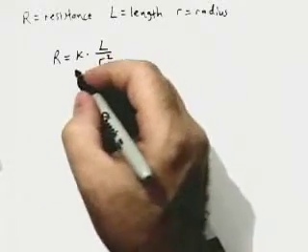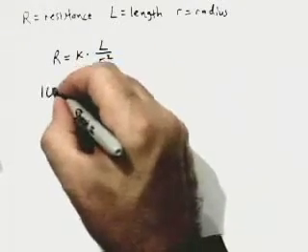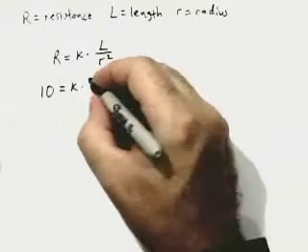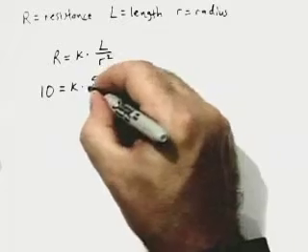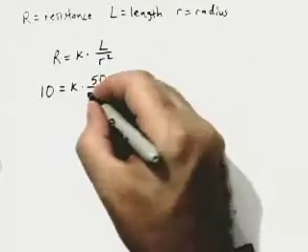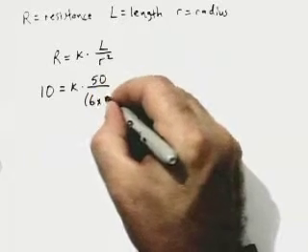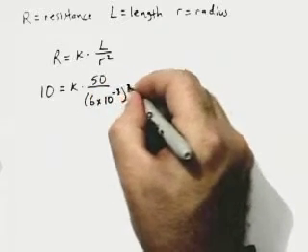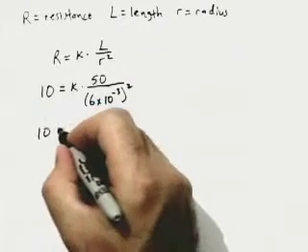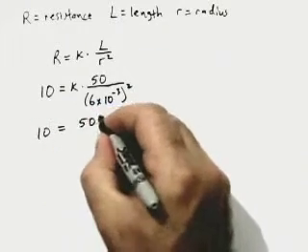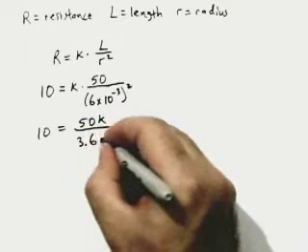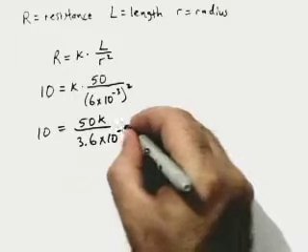The initial values that we received were that the resistance was 10 ohms, so 10 equals K times the original length, which was 50 feet, so capital L is 50, and the radius was 6 times 10 to the negative third, and that's squared. This will give us 10 is equal to 50K divided by 3.6 times 10 to the negative fifth power.